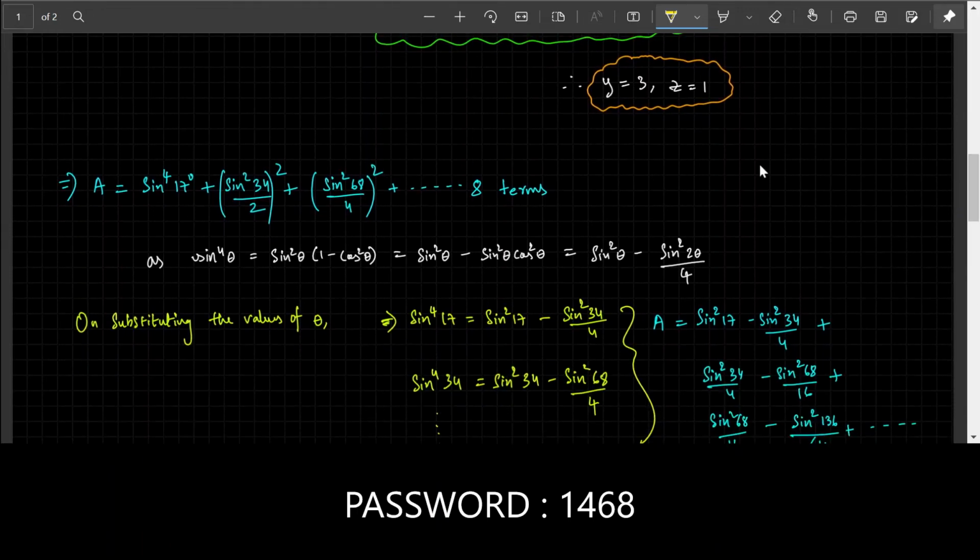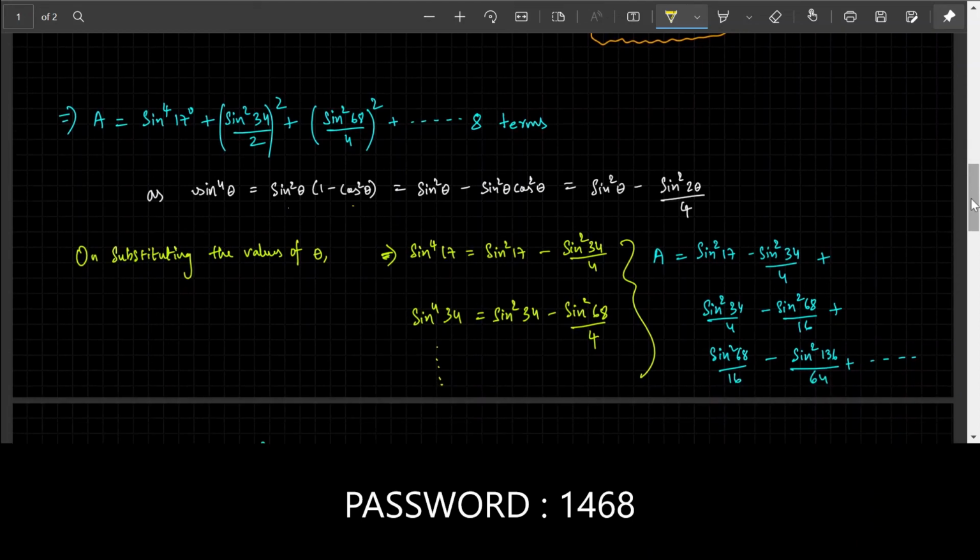And now, on substituting the values, the equated A is sine power 4 17 plus sine power 4 34 by 2 whole square plus sine power 4 68 by 4 whole square, plus so on till 8 terms. As we know, sine power 4 theta is equal to sine square theta into 1 minus cos square theta, and that's basically sine square theta minus sine square theta cos square theta, and that is sine square theta minus sine square 2 theta by 4. So we are actually trying to make it into a telescopic series. That is the main motto, because we need to cancel the terms. We cannot solve it just like that.